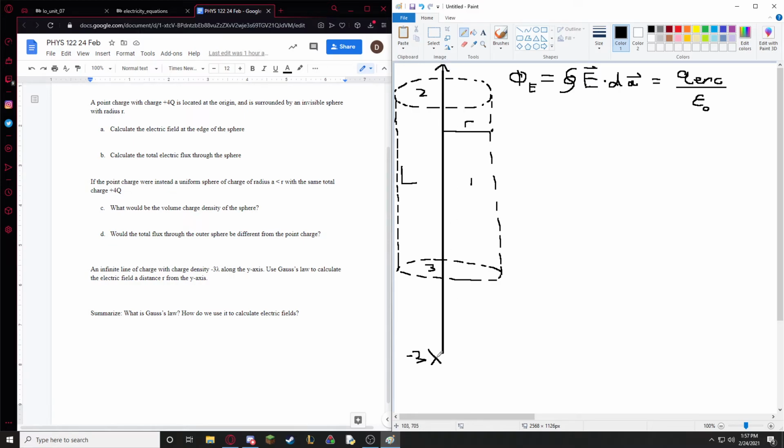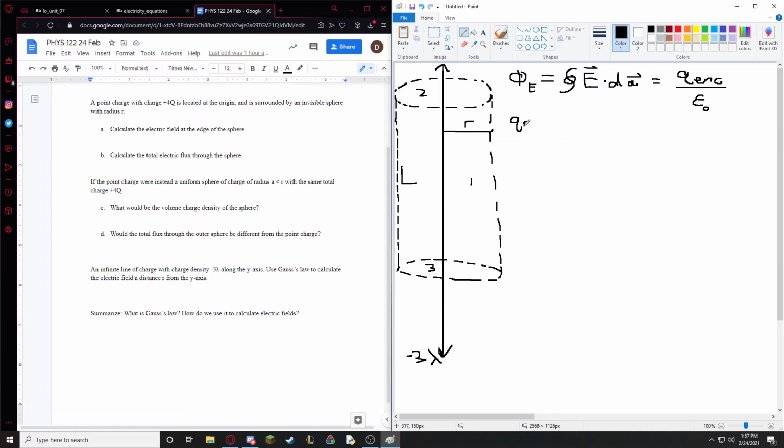Minus 3 lambda. Well, that's the charge density, charge per unit length. Okay. And how long is our line of charge? Infinite. So it's an infinite amount of charge, right? How much of it is actually within our Gaussian surface that we've drawn? That would be -3 lambda L. Yep, -3 lambda L.